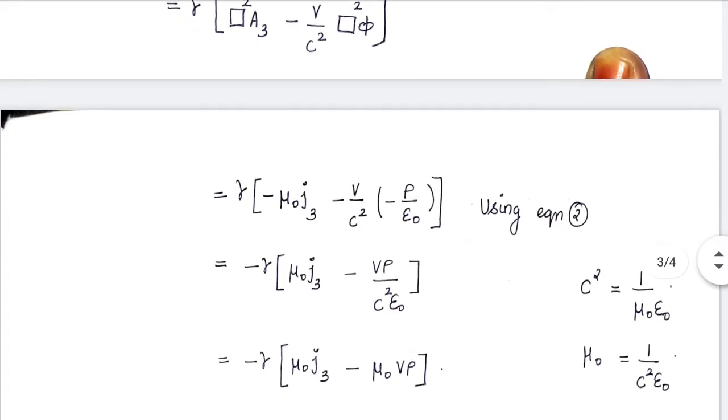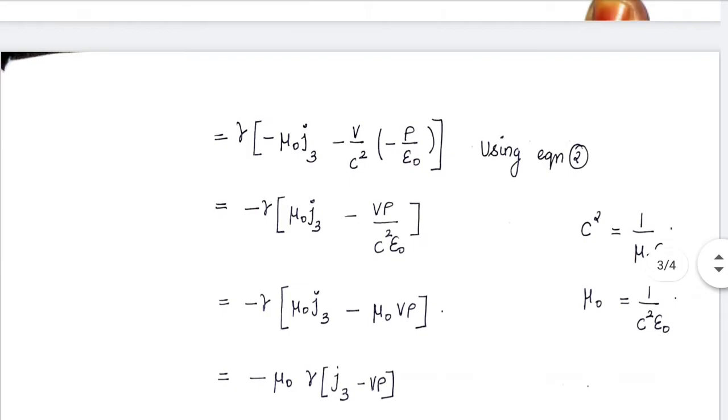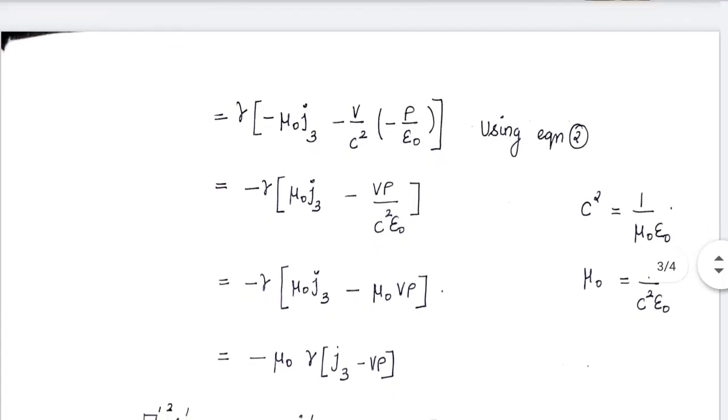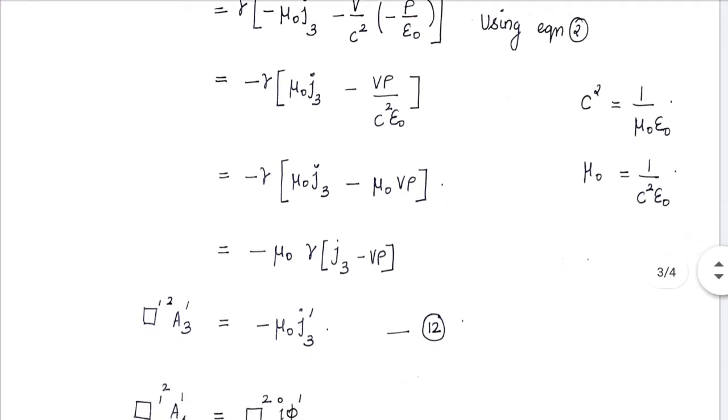So replacing it, you get minus gamma into mu naught j3 minus mu naught into v rho. So mu naught is common in both the terms. Let us take it outside. So we get minus mu naught gamma into j3 minus v rho, which is nothing but j3 prime. So we got del prime square a3 prime is equal to minus mu naught j3 prime. So we have proved the third transformation equation also.